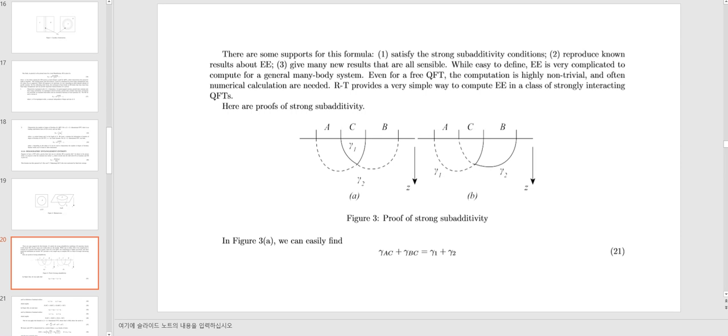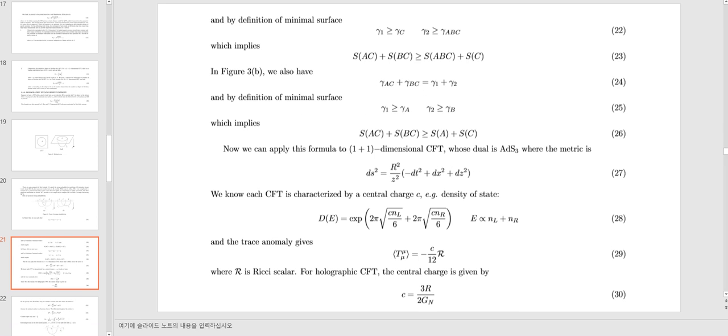Here are proofs of strong subadditivity. In figure 3a, we can easily find this, and by the definition of minimal surface, this, which implies this. In figure 3b, we also have this, and by the definition of minimal surface, this, which implies this.